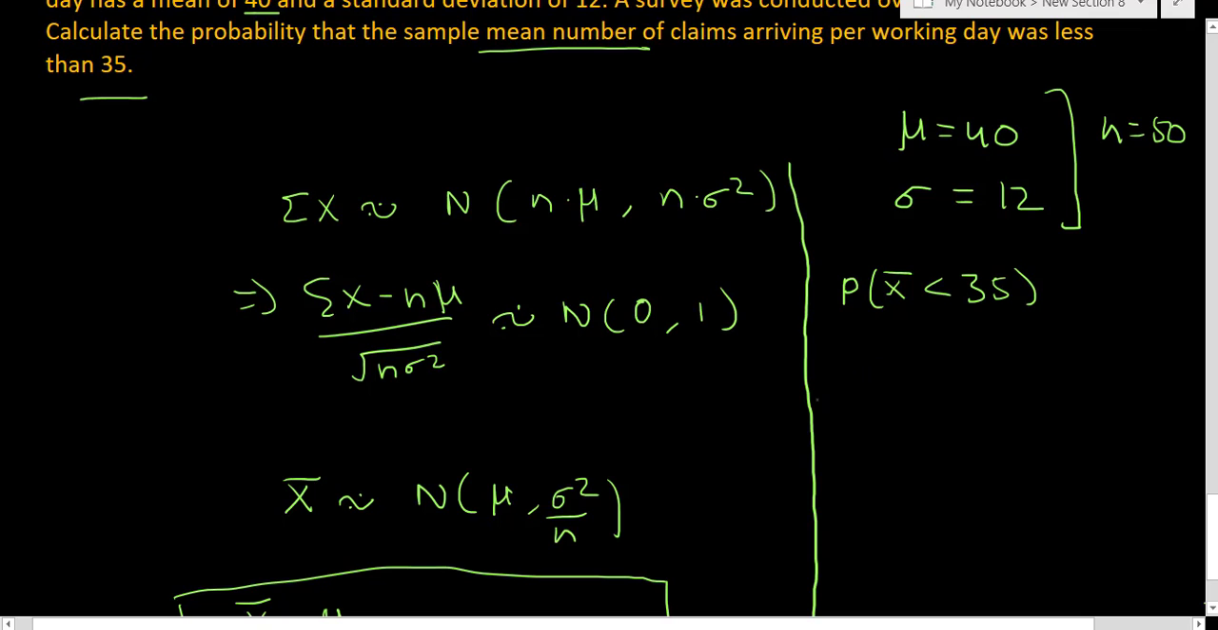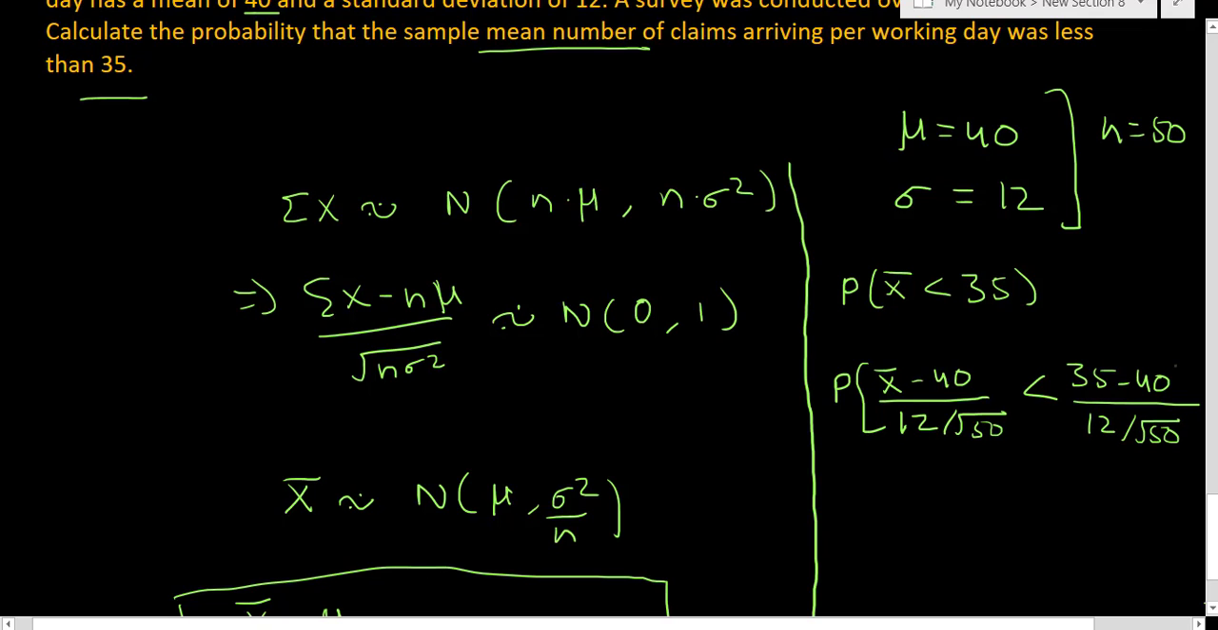Now I know that x bar has this distribution, so I can just write this as the probability that x bar minus mu, that is 40, divided by sigma by root n, that is 12 divided by root over 50, is less than 35 minus 40 over 12 over root 50. So this is what I have here.